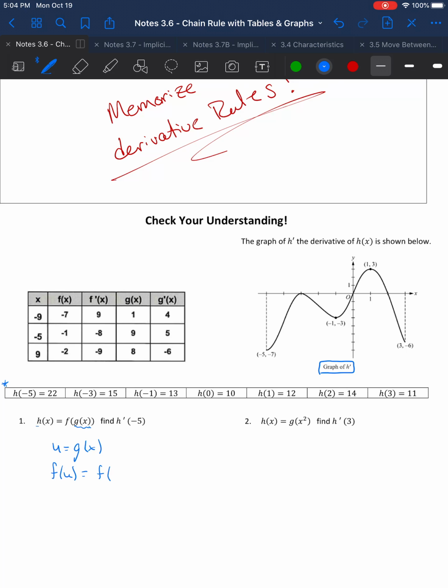So if we look at number 1, H of X equals F of G of X, and I want to find H prime of -5. Well, H prime means I'm finding the derivative of H. But in order to find this, I have a U. So my U is going to be G of X, which then means F of U is F of U. Take the derivative of each. The derivative of G of X would be G prime of X. The derivative of F of U would be F prime of U. And then we multiply these together, G prime of X times F prime of U, but what was U? That was regular G of X.